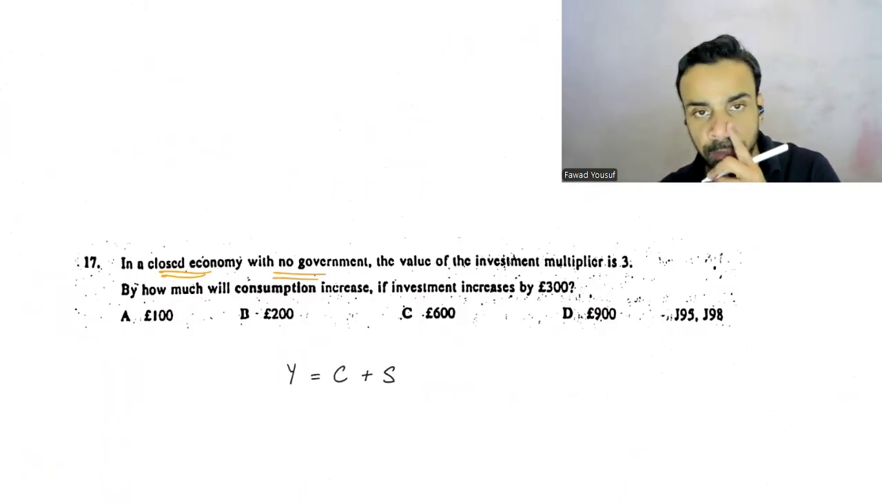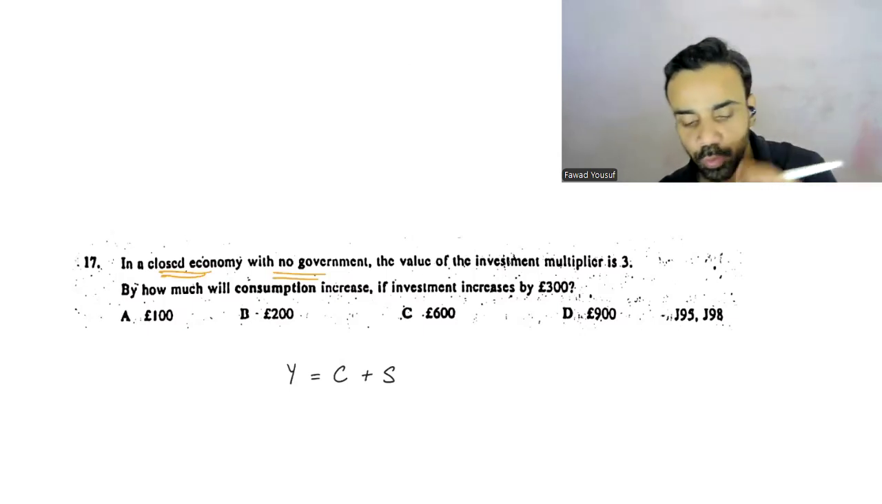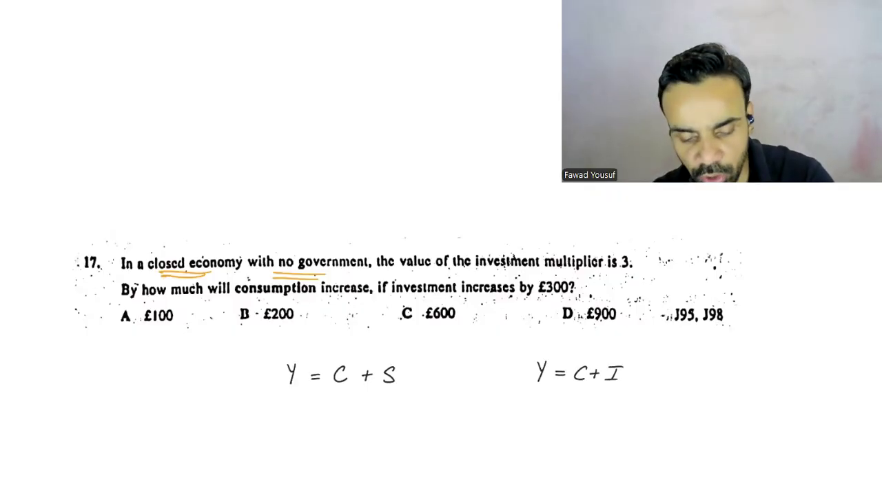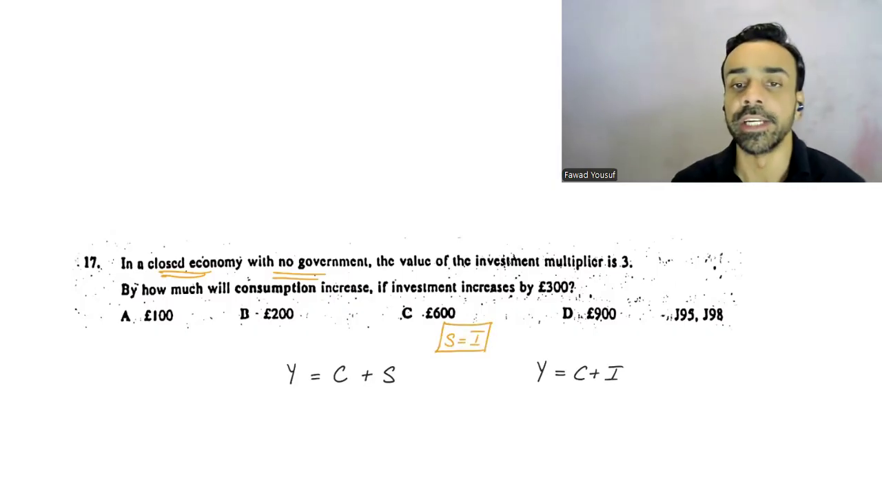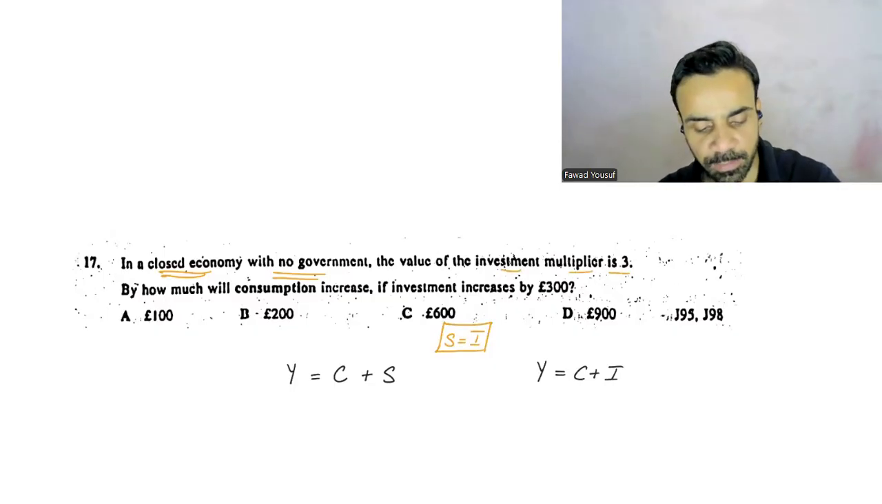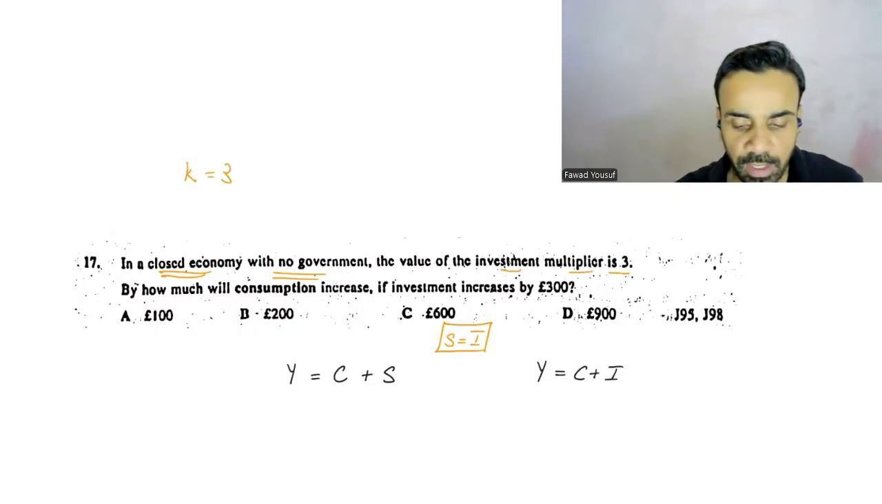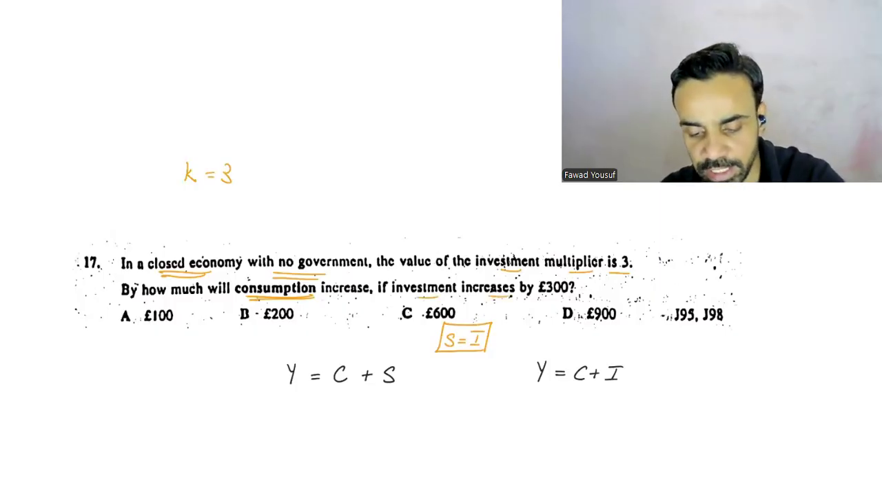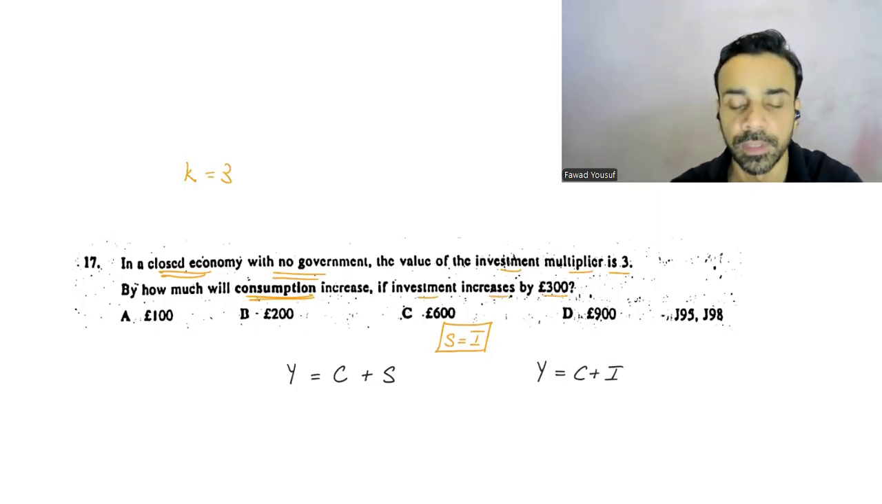Okay? And because it's a two-sector economy, we also know income is equal to consumption plus investment. In a two-sector economy, savings is always equal to investment, so we can actually use them interchangeably. They're giving you investment multiplier is 3. That means K is equal to 3. They're saying by how much will consumption increase if investment increases by 300?